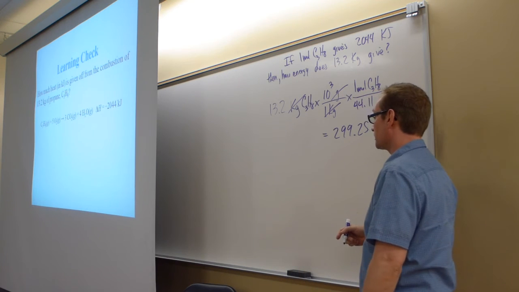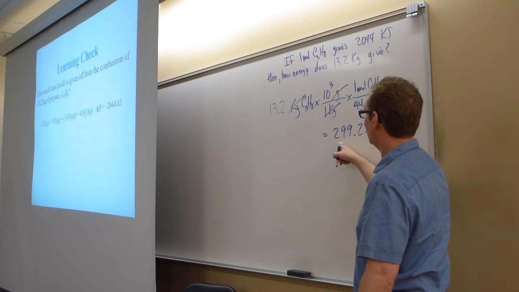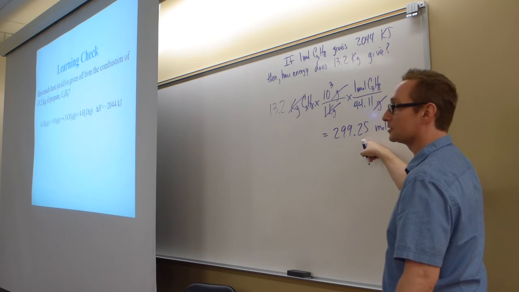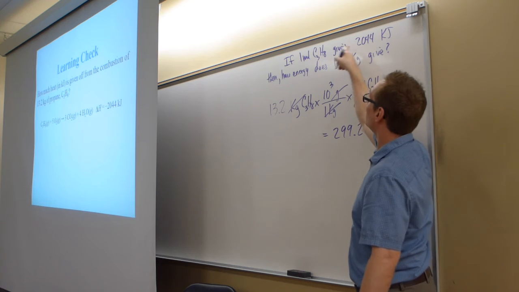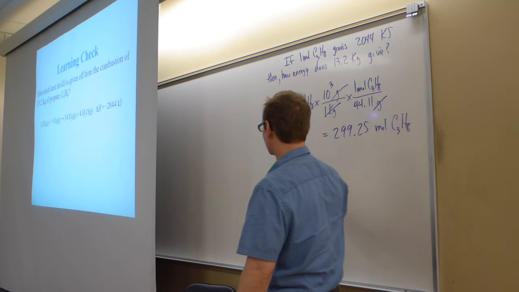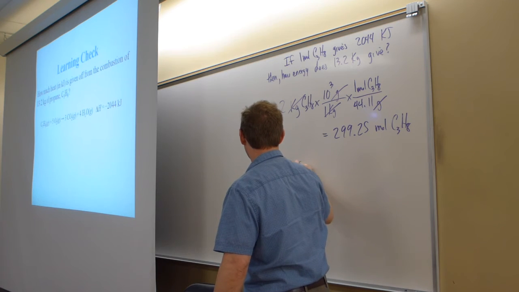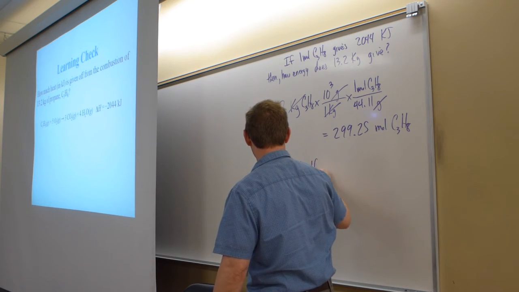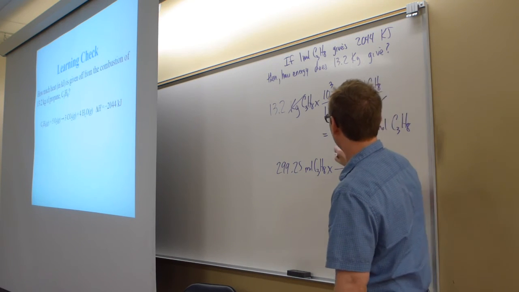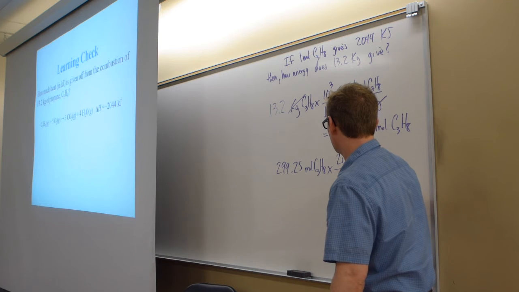So if you are still doing high school math, you'll know that you can set up a ratio of 1 mole over X equals 299.25 moles over X equals 1 mole over that, and you can solve. But I don't like doing that because that's just high school. So let's just do the conversion. So 299.25 moles of propane, and we know that we have 2044 kilojoules for every 1 mole of propane.